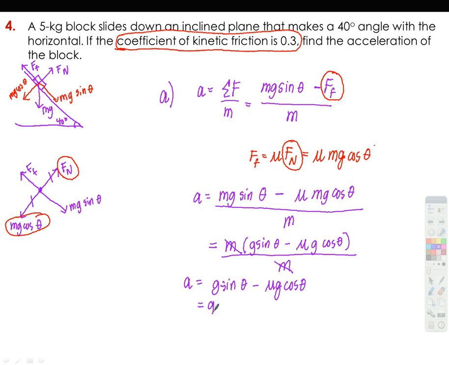Plug in the values. This is 9.8 meters per second squared multiplied by sine of 40 minus the mu given to us, which is 0.3, and again, g is 9.8 multiplied by cosine of 40. You should get a value of 4.05 meters per second squared.